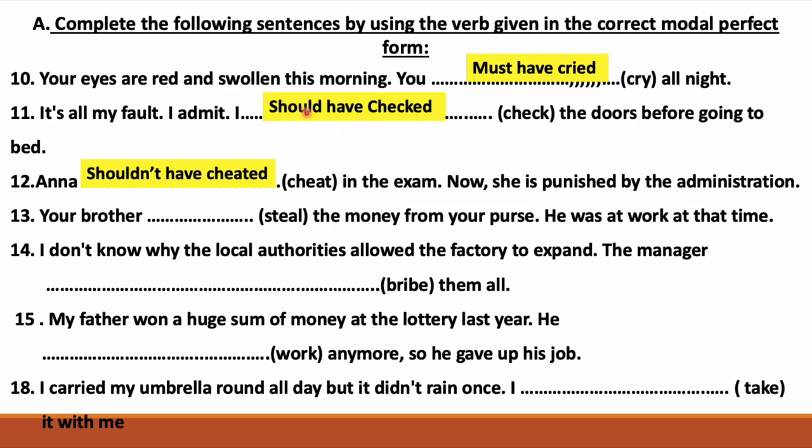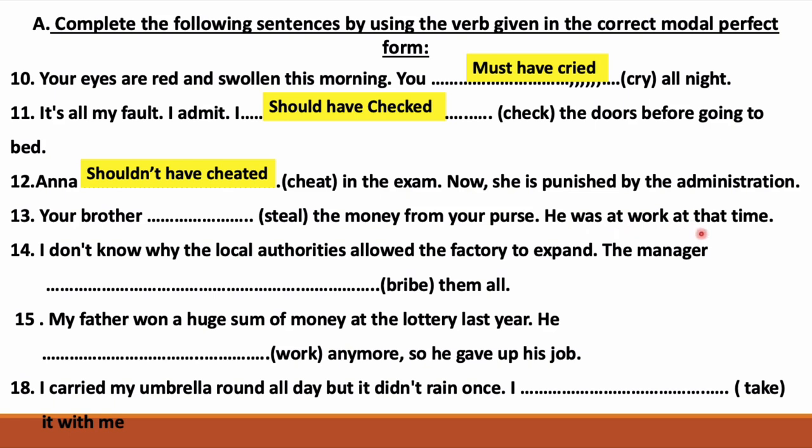What about this one? I should have checked. Did he check? No. Did she cheat? Yes. So here we have no, yes. Yes, I did the action. No, I didn't do the action. Got it? No, I didn't do the action. Here, yes, I did the action. Good. Shouldn't, should.